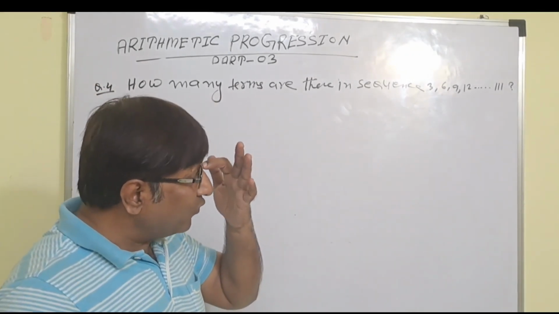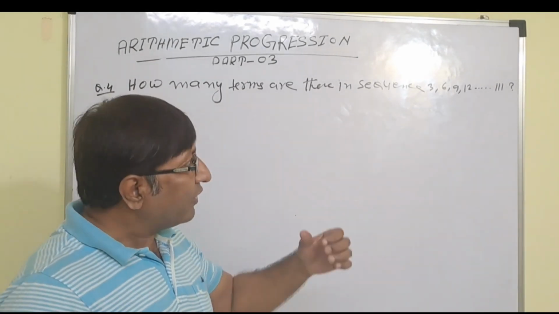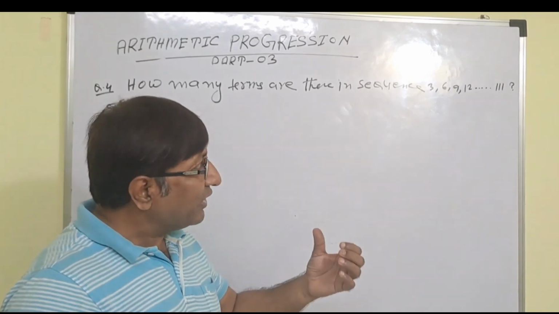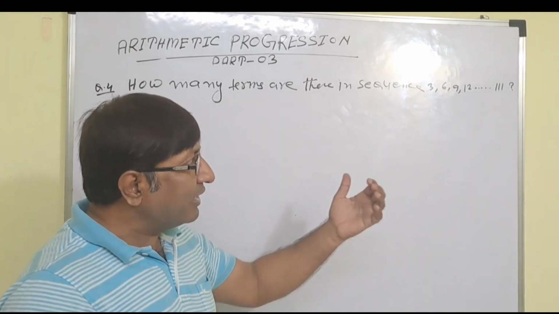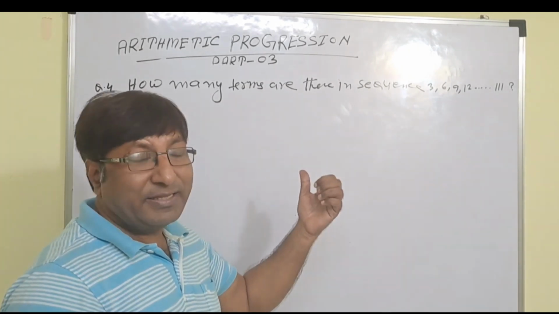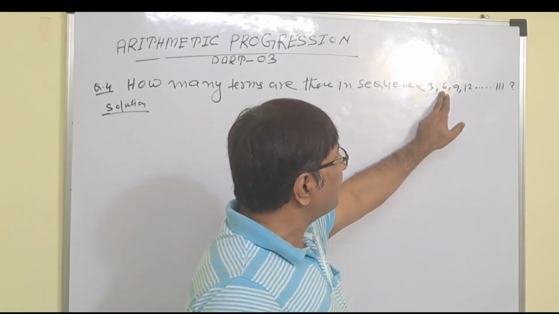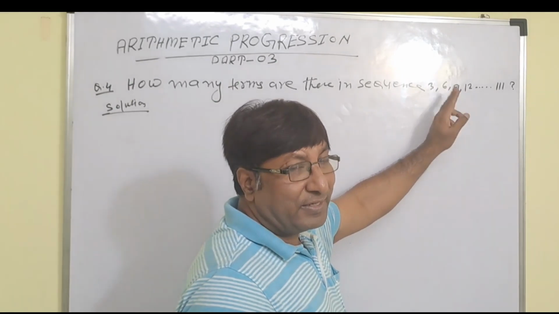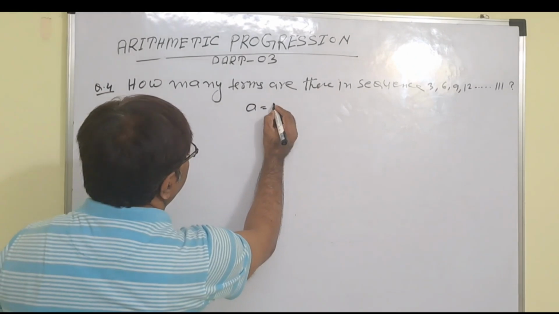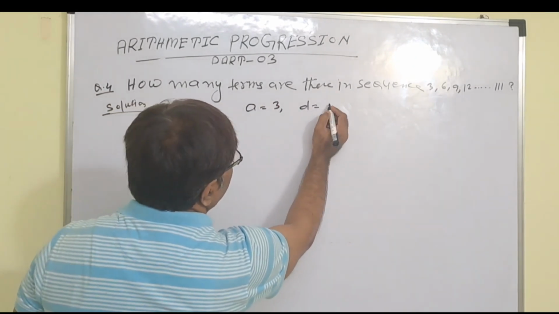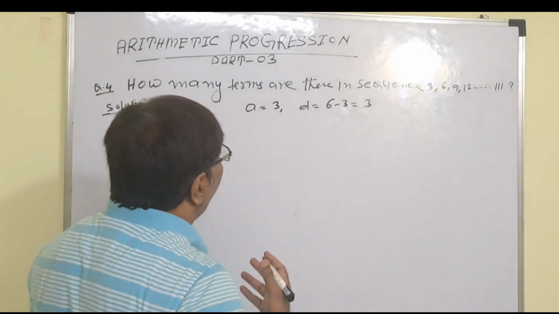For this type of question, again first you check whether the given sequence is in AP or not. How can we check whether a series is in AP? First we check the common difference. Common difference means second minus first, third minus second, and so on. If every difference is the same, then it is in AP. So we check: 6 minus 3 is 3, 9 minus 6 is 3, 12 minus 9 is 3. So it is in AP. The first term a is 3, and the common difference is 6 minus 3, which is 3.